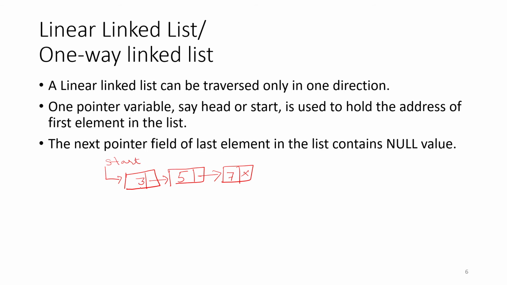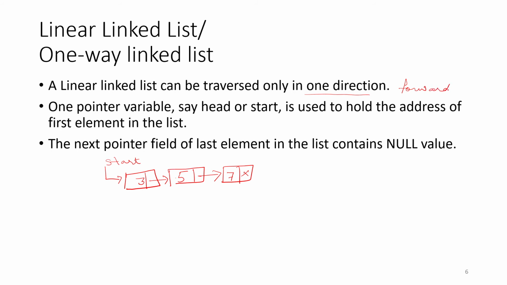First we traverse this element, then through this address we reach the second element. Then we traverse the second node in the linked list, and through the address field of the second node I reach the third node and access the information of the third node. It is not possible to move back to the second node. This is a one-way linked list. That means we can traverse only in one direction.